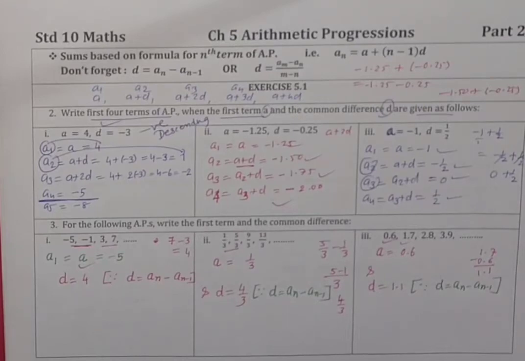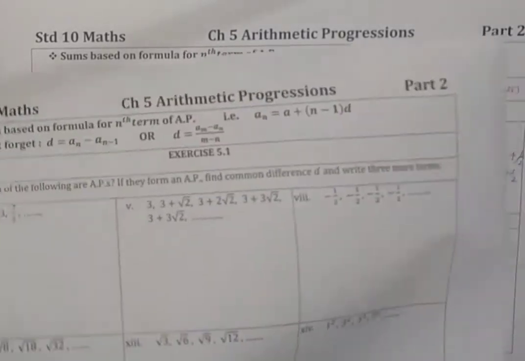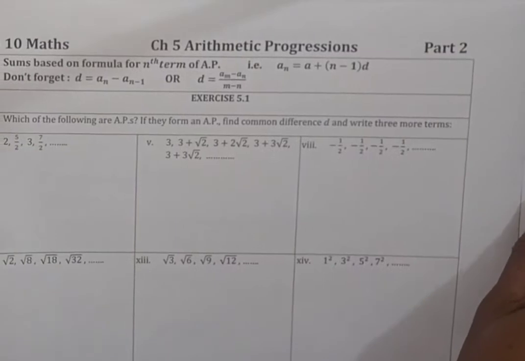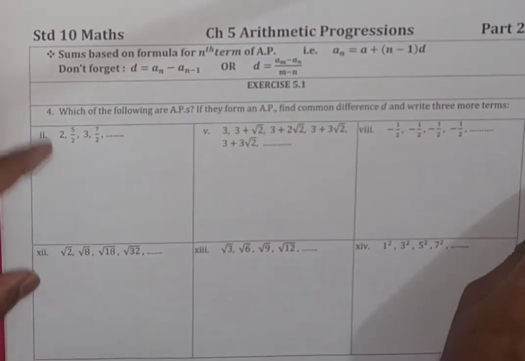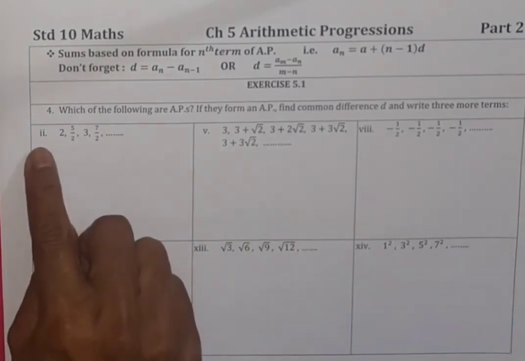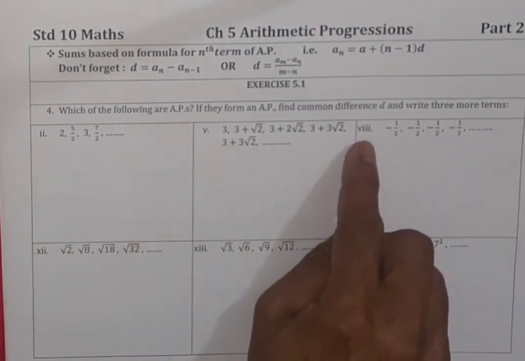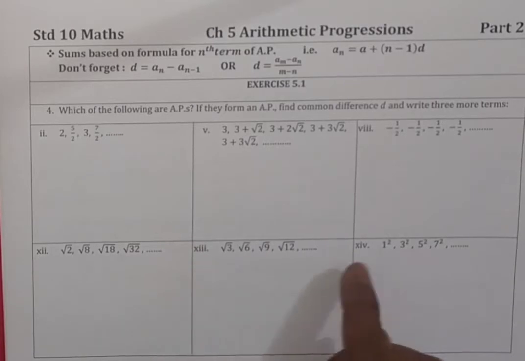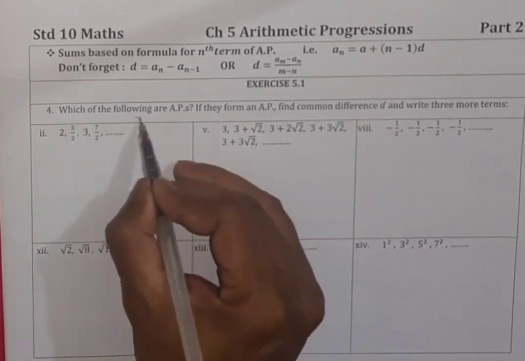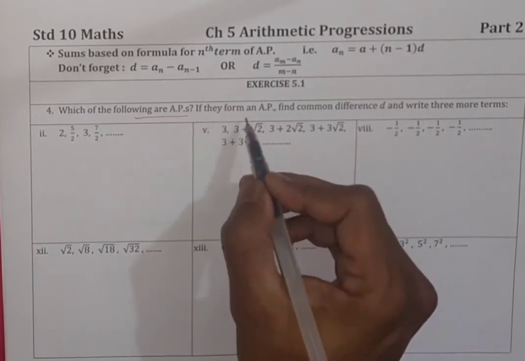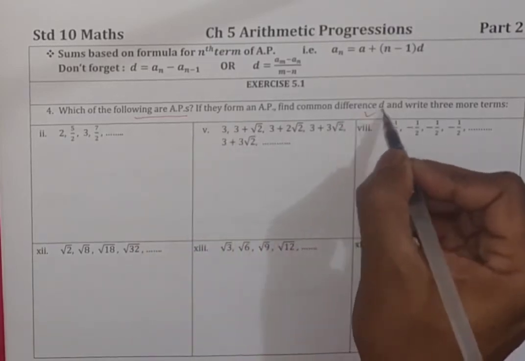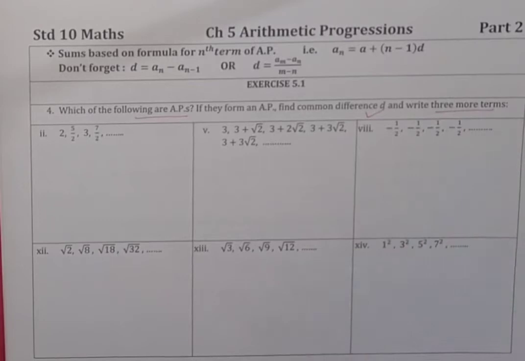Now proceeding further with exercise 5.1, and we are going to solve the fourth question, and from the fourth question I've chosen some sub questions: 2nd, 5th, 8th, 12th, 13th and 14th. Rest you can do. Now let's see what is the question. Which of the following are APs? If they form an AP, find the common difference D and write 3 more terms.